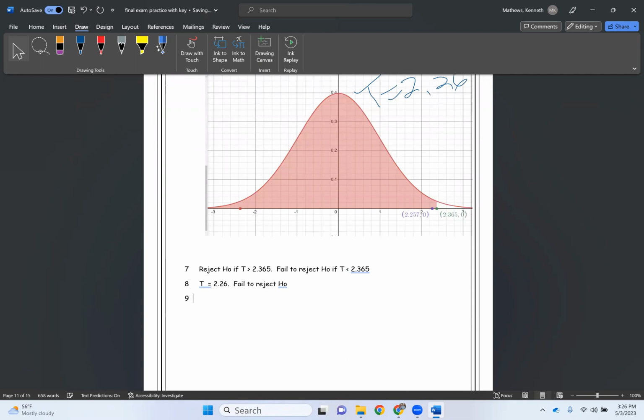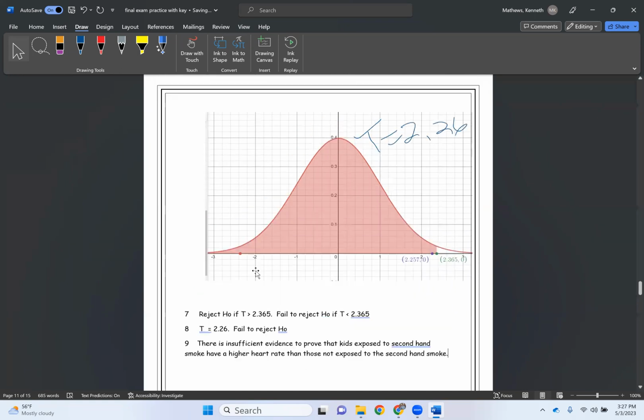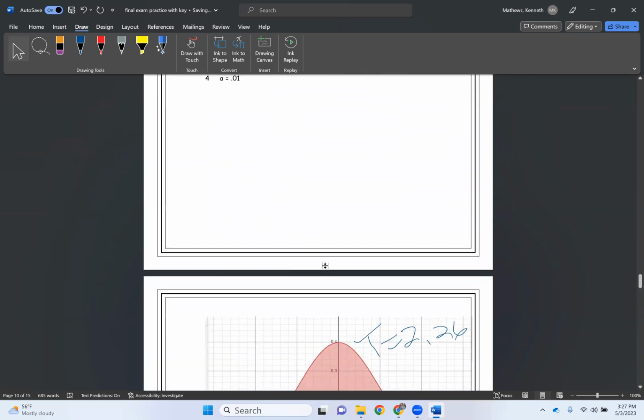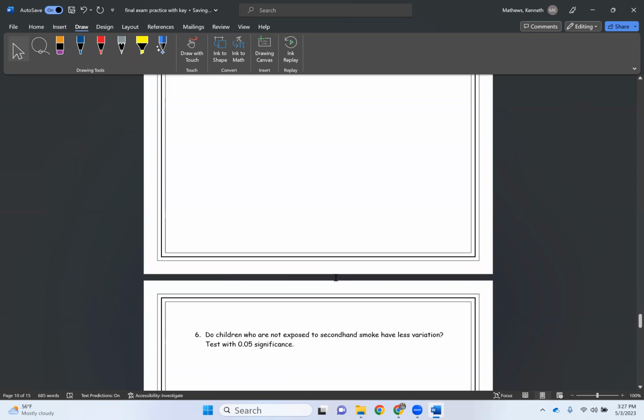So our claim is there is insufficient evidence to prove that kids exposed to secondhand smoke have a higher heart rate than those not exposed to secondhand smoke. All right, good times. So that was number 5, I believe. Yeah, we only have 2 more left. Woohoo! All right, let's go to number 6.